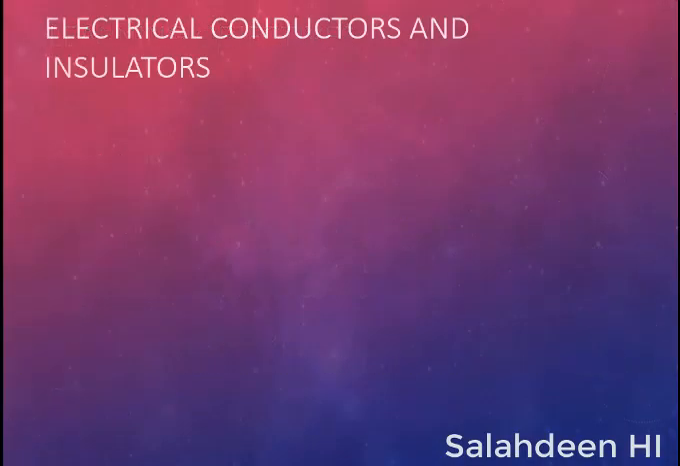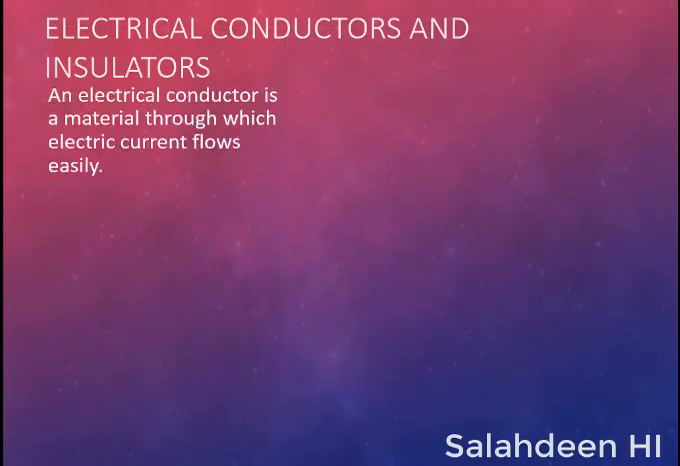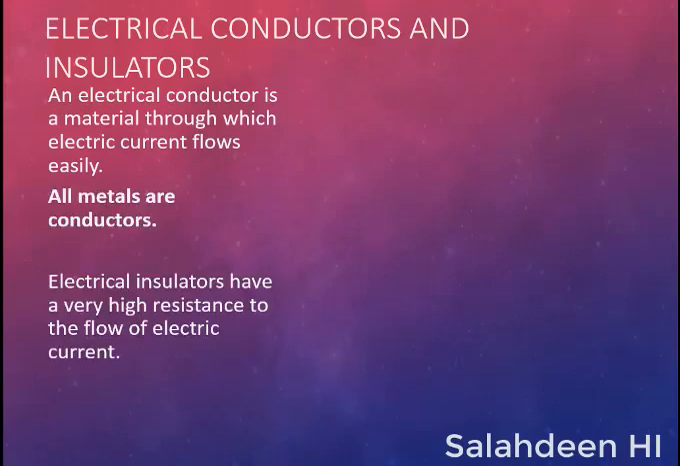Electrical conductors and insulators. An electrical conductor is a material through which electric current flows easily. All metals are conductors. Electrical insulators have a very high resistance to the flow of current.